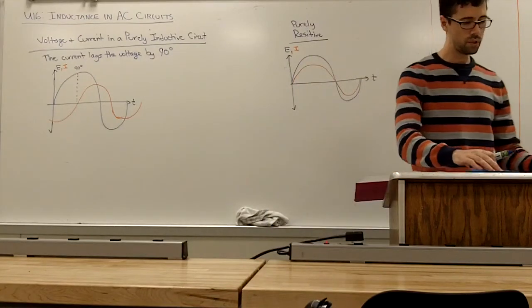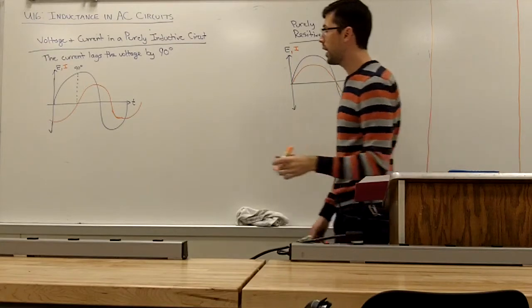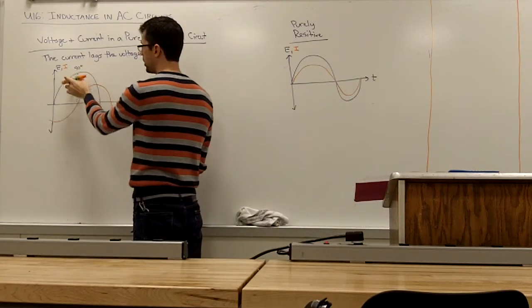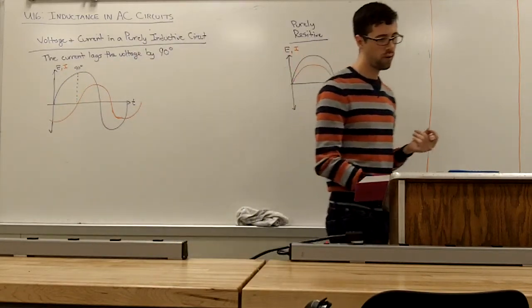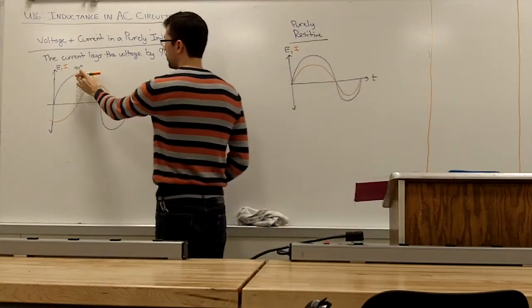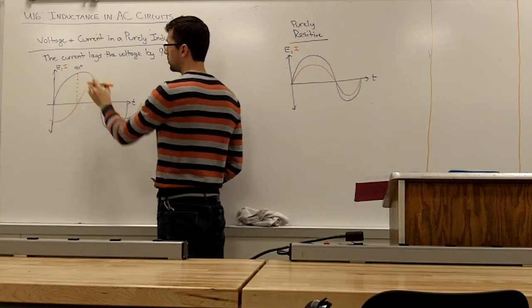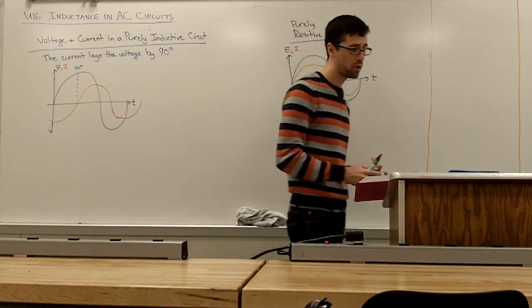So this seems like an impossible condition. How can we have a maximum amount of voltage but zero current? That makes no sense, right? If we have a complete circuit and we have an applied voltage, we should have current. But at this specific point in time, in a purely inductive circuit, when we have a maximum amount of voltage, we actually have zero current flow in the circuit.